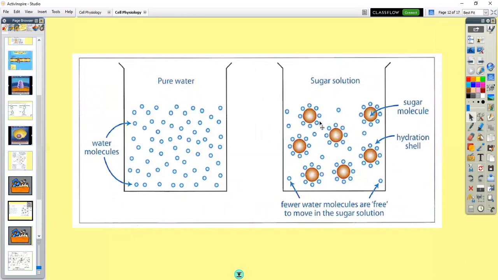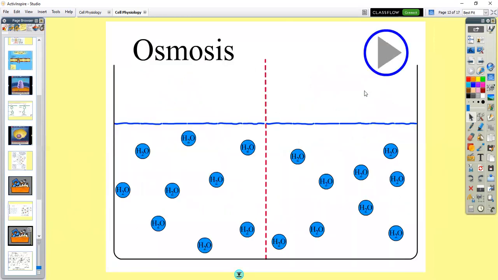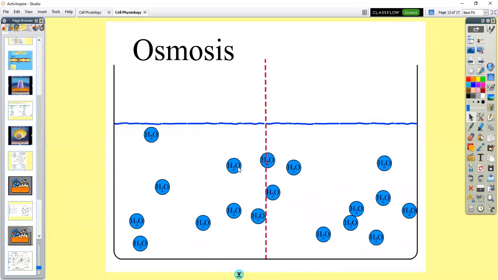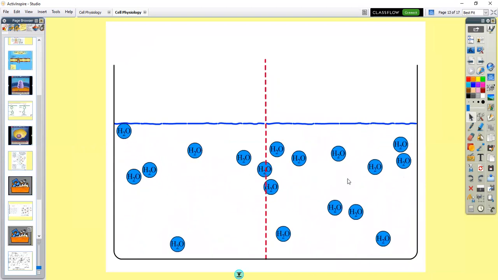Okay, so that has an effect on the amount of water molecules that can then move from one membrane to another. Okay, and that's seen in this little animation as well. So here you can see water molecules have kinetic energy, so they move around.